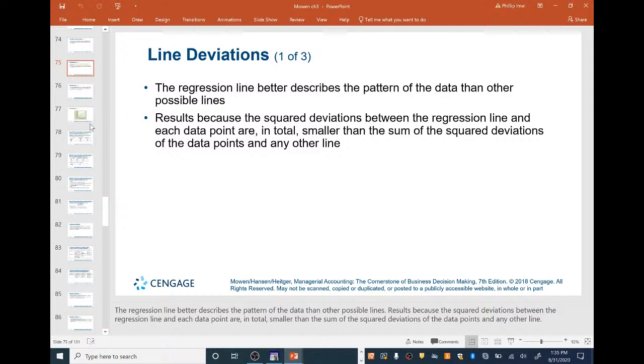Let's talk about line deviations. So the regression line better describes the pattern of the data than other possible lines, okay? This results because the squared deviations between the regression line and each data point are in total going to be smaller than the sum of the squared deviations of the data points and any other line.